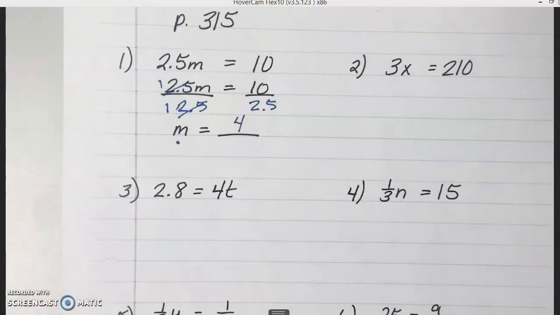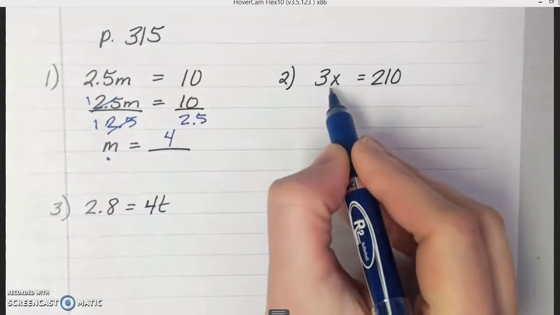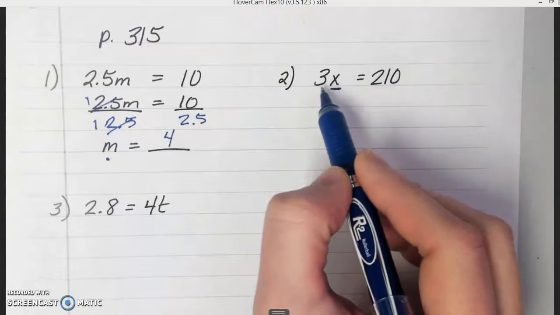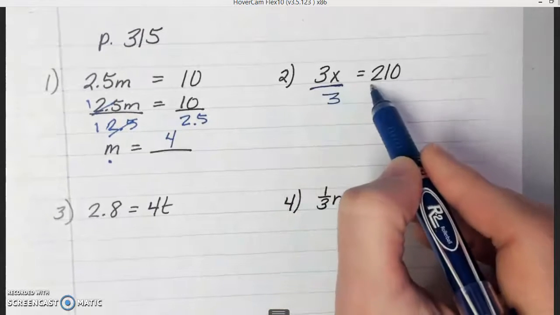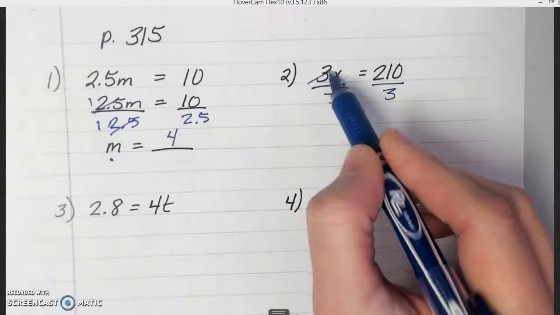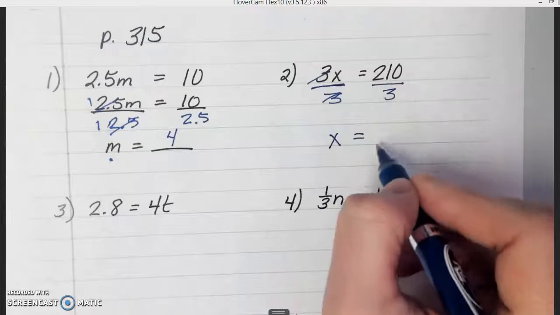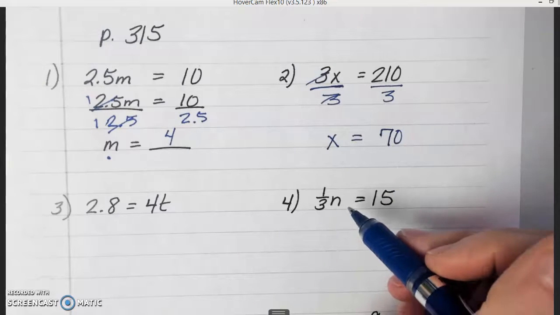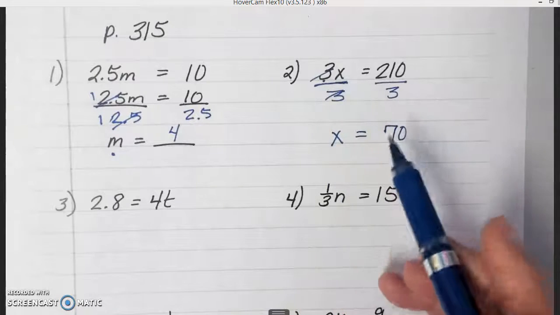Any questions on that one? All right, so look at number 2. What do I need to do to get x by itself here? How am I going to undo the multiplication? Divide by what? 3. So on this side, go ahead and divide by 3 also. So my 3's cancel out and leave me with x. And 210 divided by 3 would be? 70. So if I wanted to go back in and check, 3 times 70 is 210.